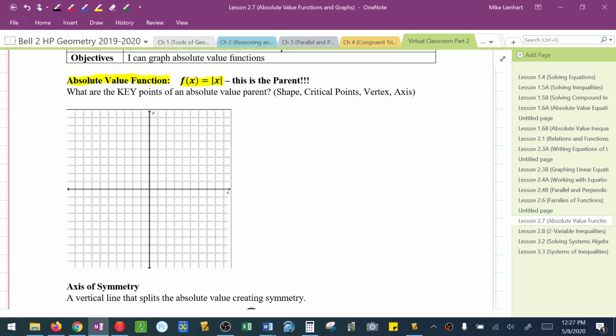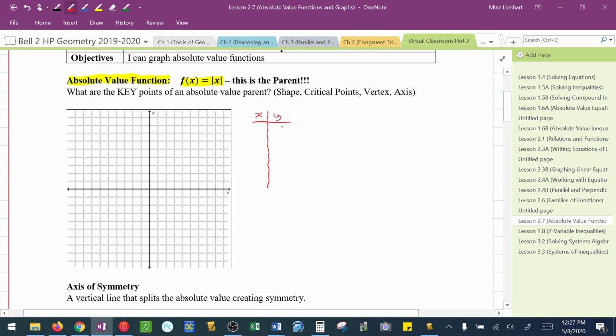So first thing I want to do is make a t-chart here. The t-chart will provide us with some things that we're going to refer to as critical points. The first thing is if I substitute a 0 in for x. Again, I'm thinking of y equals the absolute value of x. That's another way to write that parent. When I plug 0 in for x, I get 0 for y, which gives us the point 0, 0.